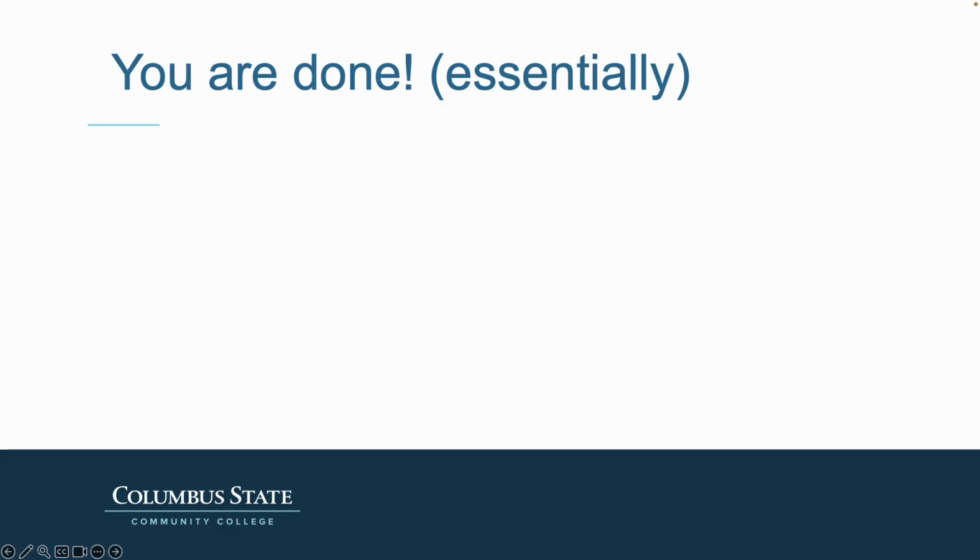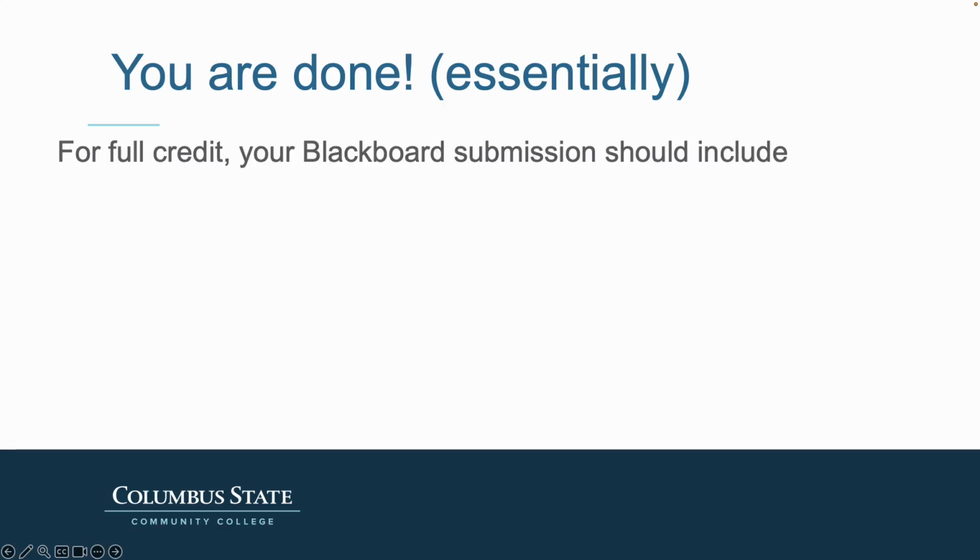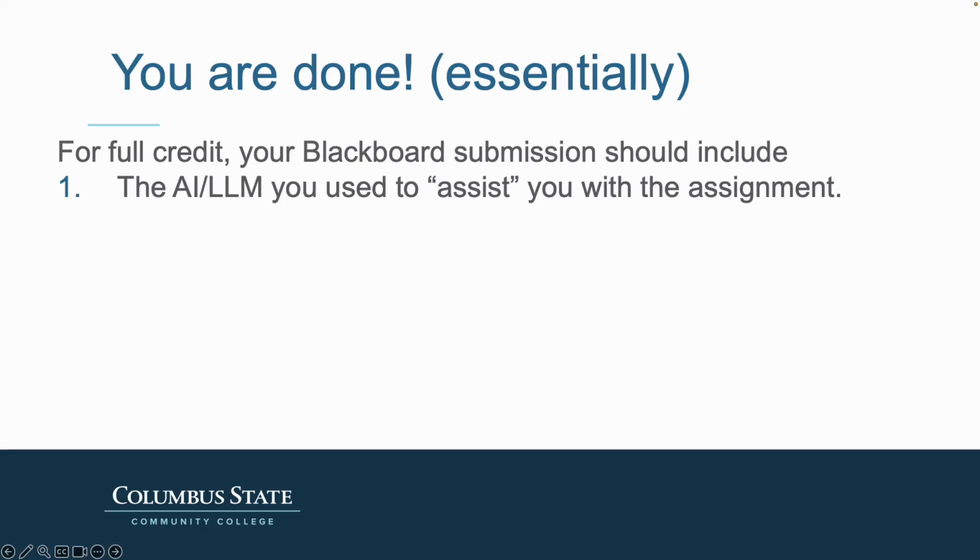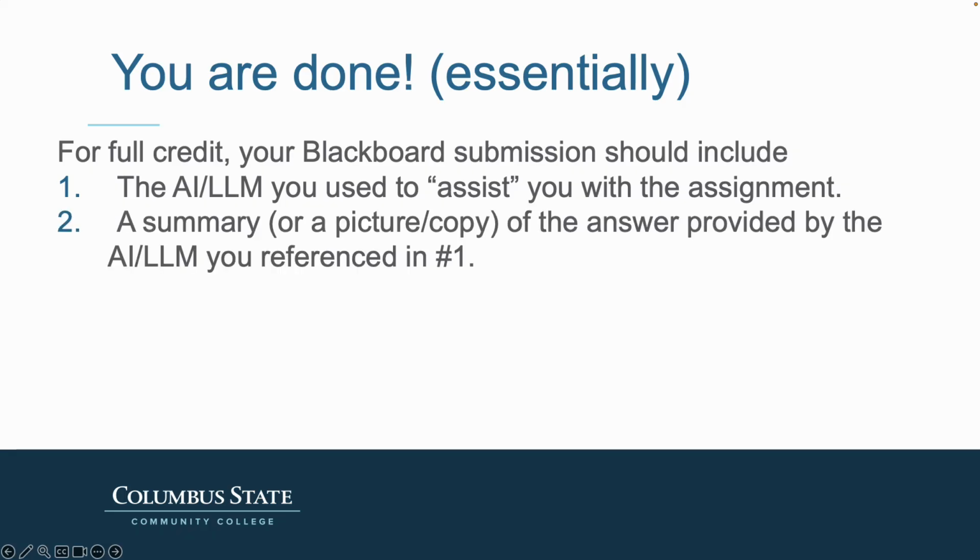Again, you're essentially done. If you want to get full credit on the assignment, you need to make sure you're including what AI LLM you used to assist you with the assignment. Just write the name of it. I used Grok, I used ChatGPT, I used Gemini, whatever you use, just write that in the assignment. Give a summary of the answer that the AI LLM gave you. You can take a snip of it. You can rewrite it. You can just say, the LLM told me, and then say what the answer is. It's fine. Just give us an answer.